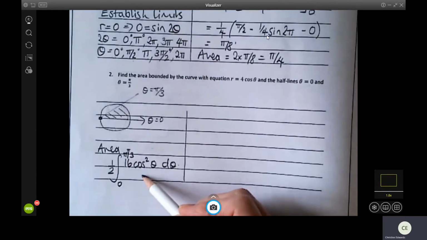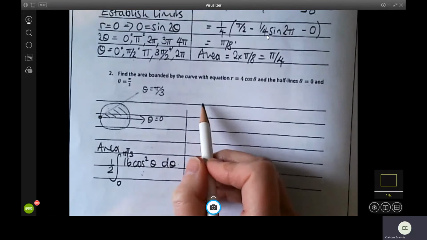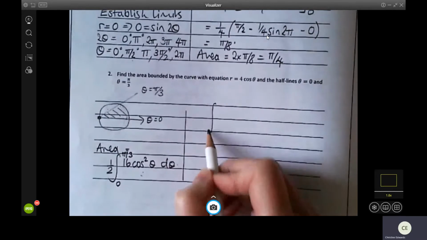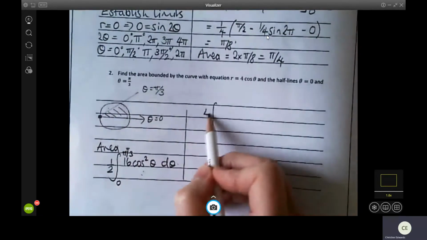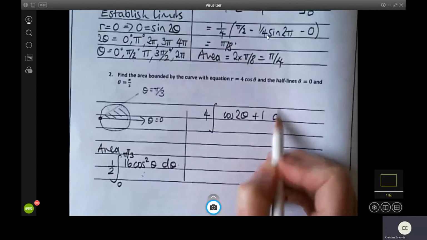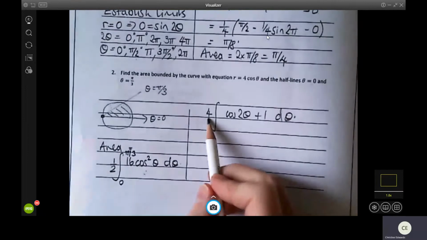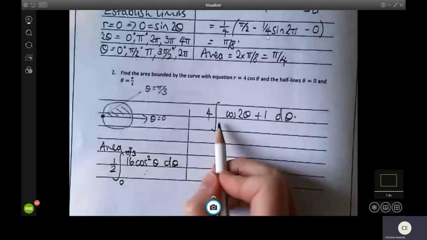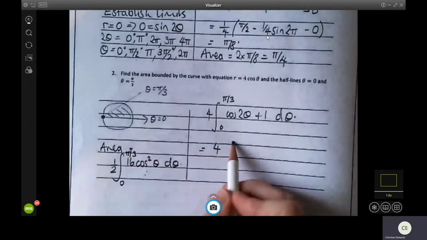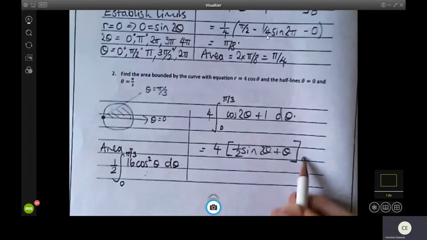Okay, now I need to do the integration. So again, it's a cos squared, so I'm using my double angle formulae. Simplifying, bringing the constants out the front, I will get 4 at the front and cos 2 theta plus 1 d theta. So that's a 16 times a half from my double angle formulae. That gives me the 4. I then integrate and evaluate. So 1/2 sine 2 theta plus theta, 0 and pi over 3.